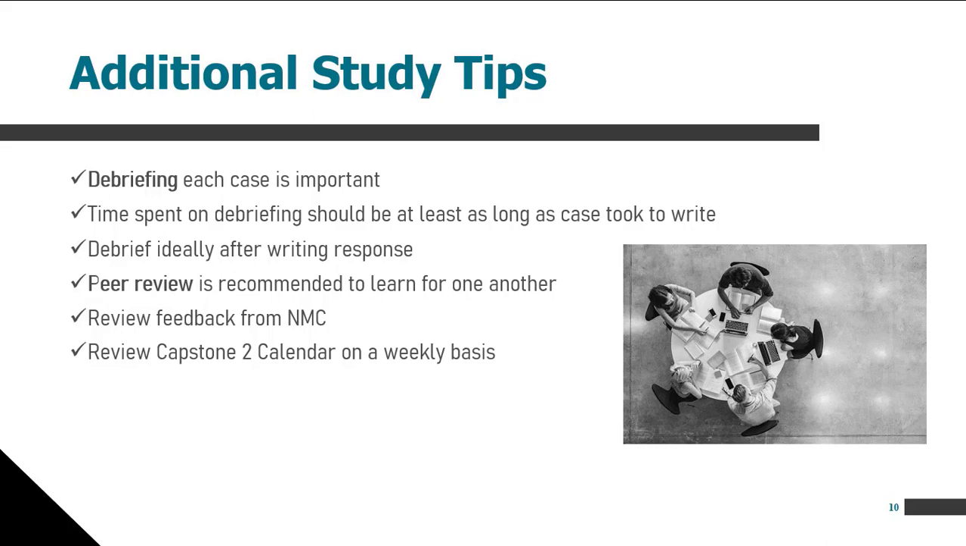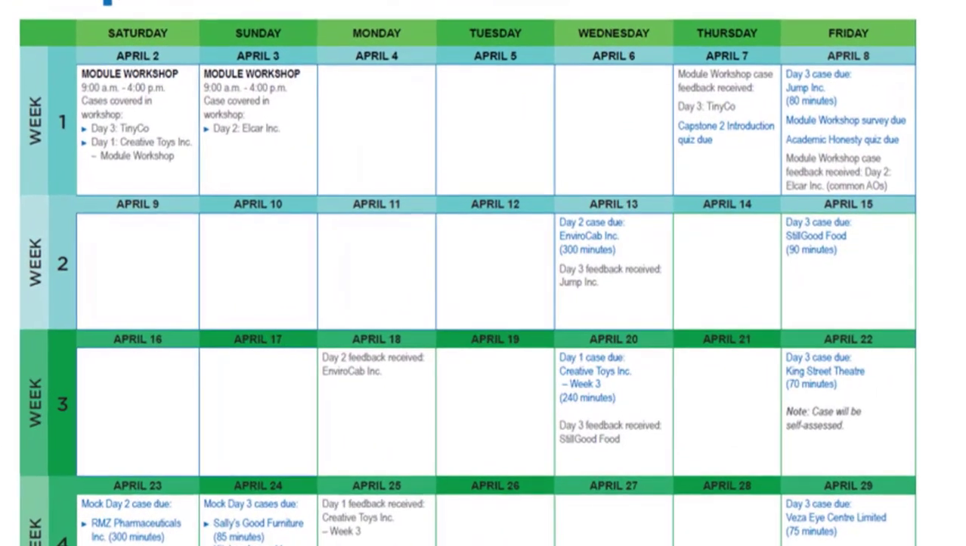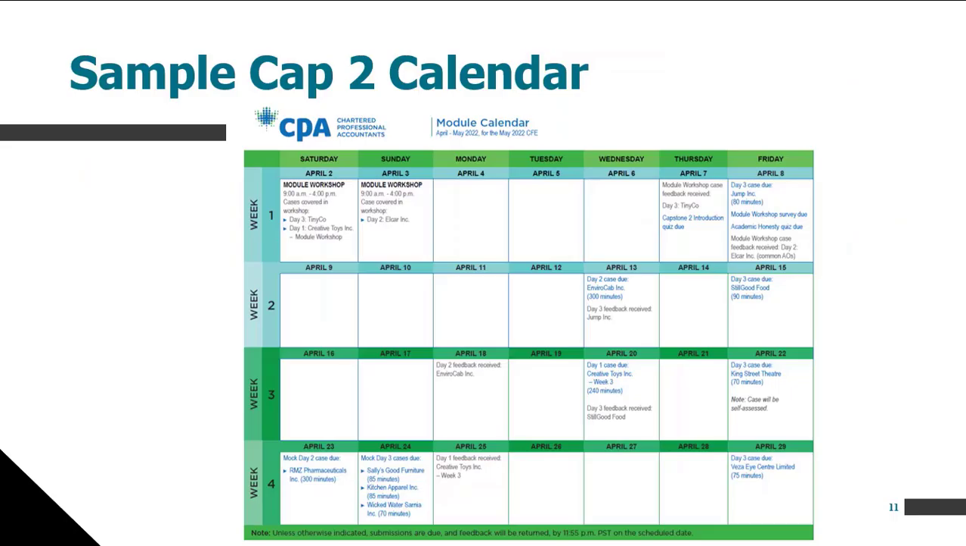It's recommended that you review your feedback from the National Marking Center and review the Capstone 2 calendar on a weekly basis to ensure deadlines are met and you do not miss any opportunity to have your cases marked. Here you see an example of the Capstone 2 calendar that outlines module workshops, when cases are due, and when each of the cases are to be submitted. As you can see, the cases can be due at any point in the week, so this calendar should be monitored on a regular basis.